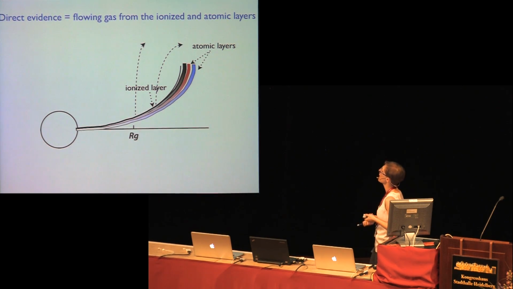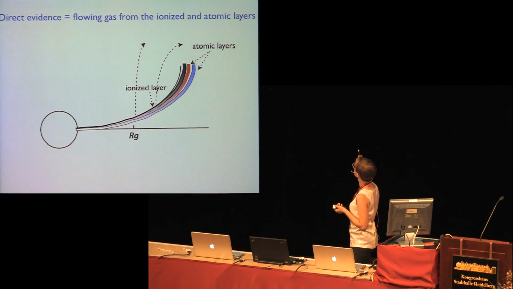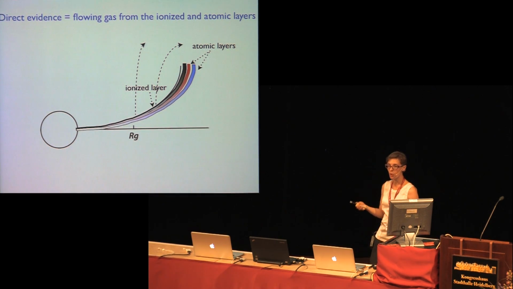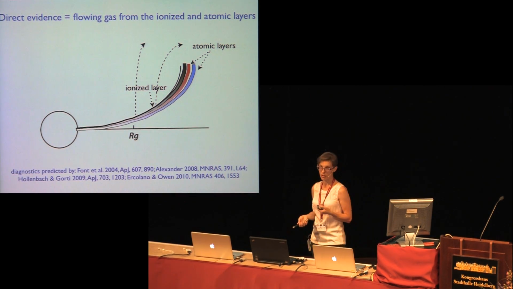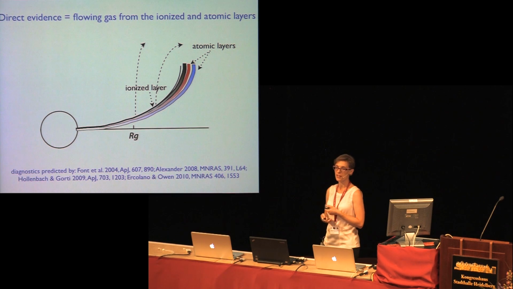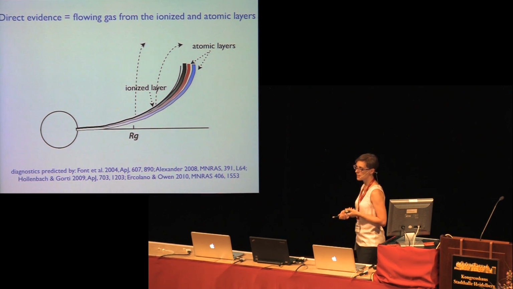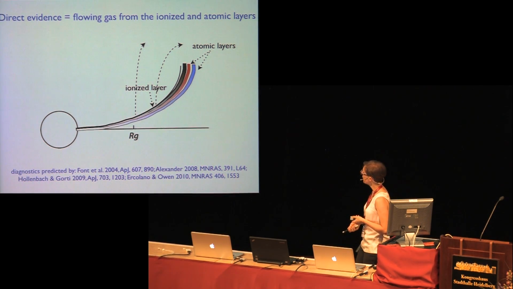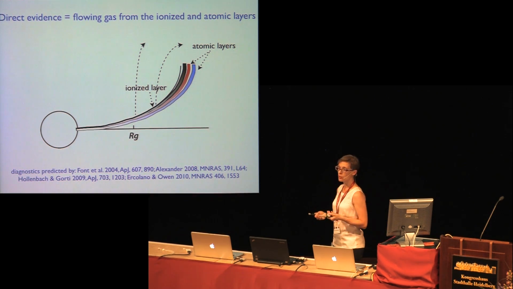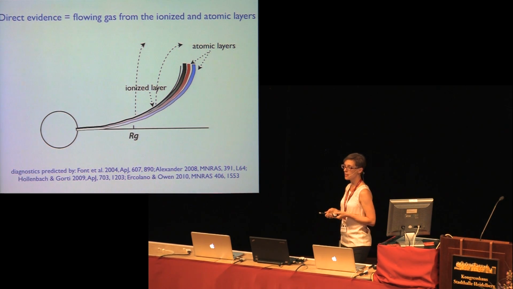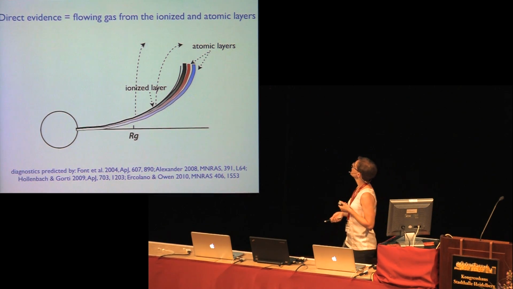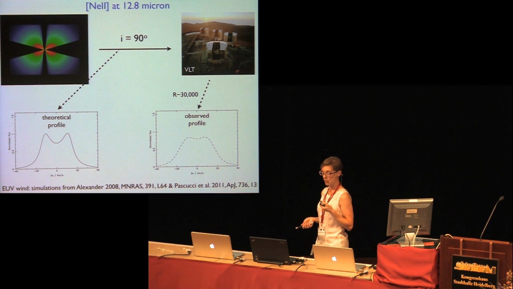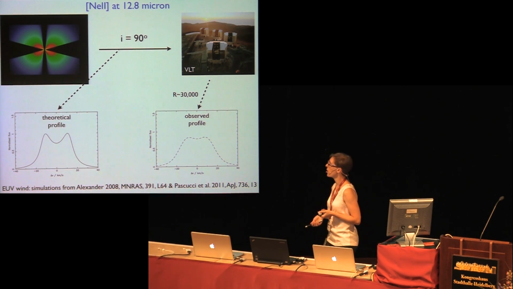Here the direct evidence is detecting gas that is flowing from these layers at the proper velocities expected by these models. And theories have been great because they have provided observers with a range of possibilities that they can look at. I want to start by showing you model predictions from what we think is the best diagnostic so far of photoevaporative winds. And this is the [Ne II] forbidden line at 12.8 micron.